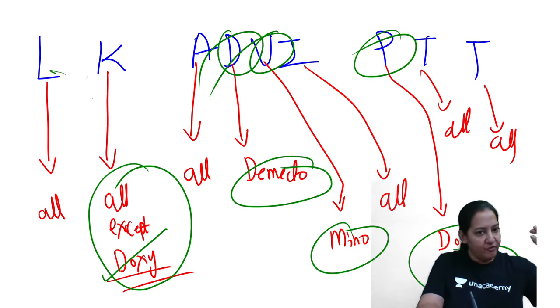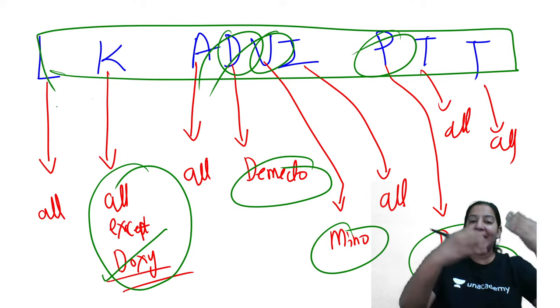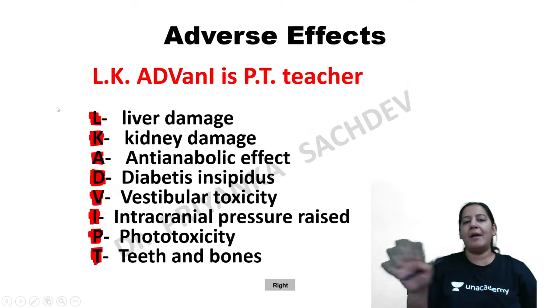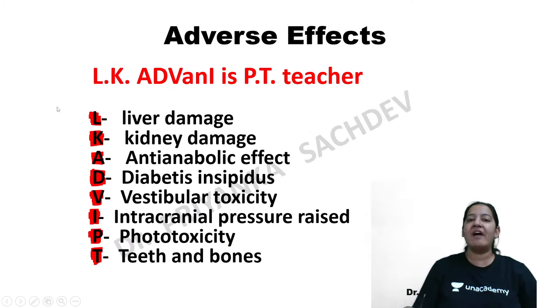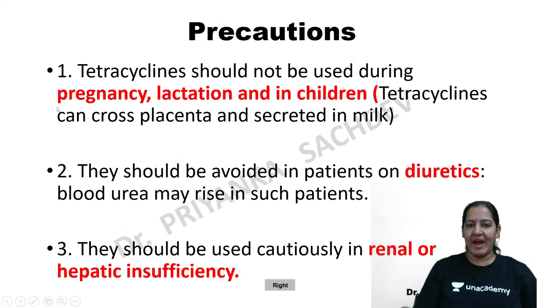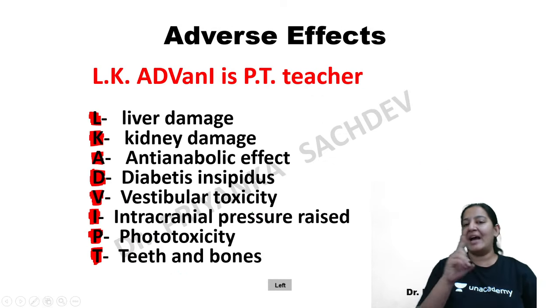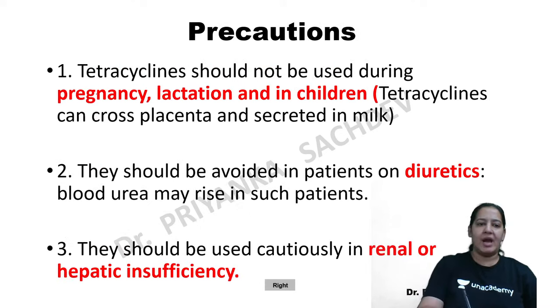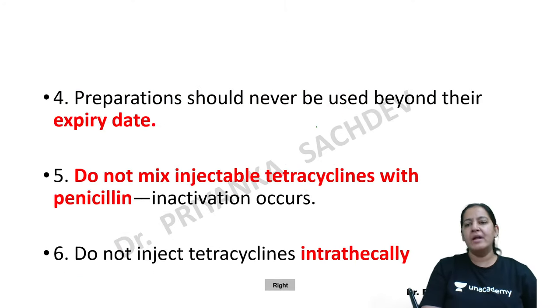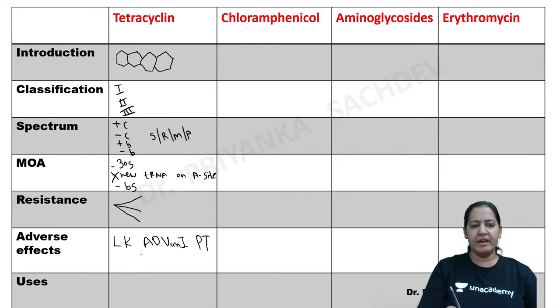So please learn the full form of the adverse effects. Please see the individual details. I am done with adverse effects. Do you have any doubt in adverse effects? Right? No? So tetracycline is neither given in pregnancy nor in children. Neither in pregnancy nor in children. Right? So that is the reason. We are done with adverse effects.